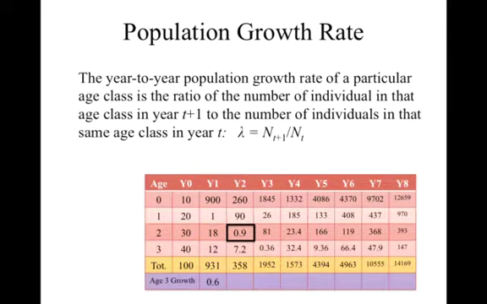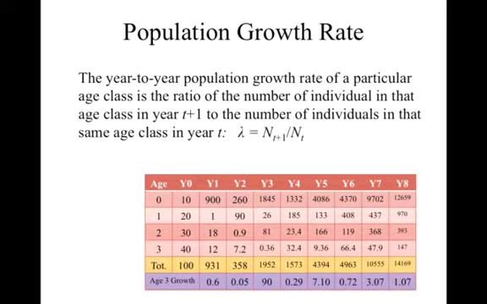individuals. Same kind of thing for the next year, going from year 1 to year 2. I take my number of age 2 individuals in year 2, divide it by my number of age 2 individuals in year 1, and that gives me my population growth rate for my age 2 individuals going from year 1 to year 2. Another year, I take my number of age 2 individuals in year 3, divide it by the number I had in year 2, and that gives me my population growth rate for age 2 individuals going from year 2 to year 3.